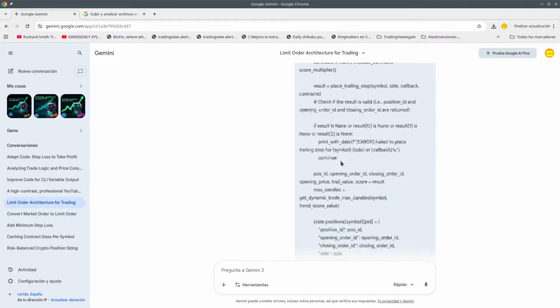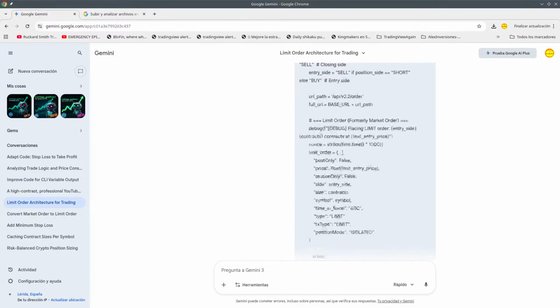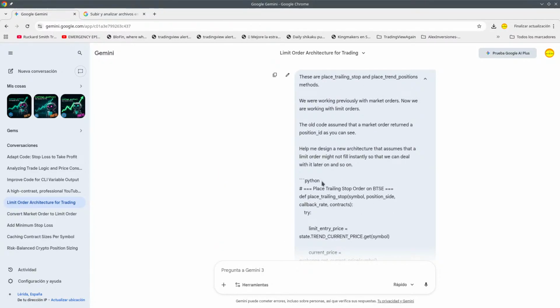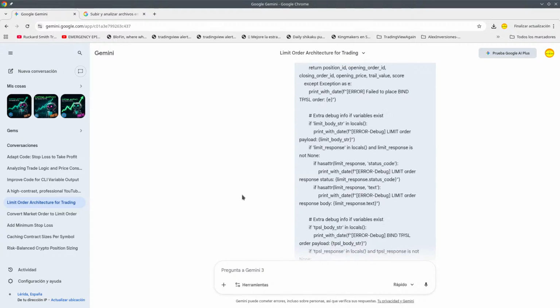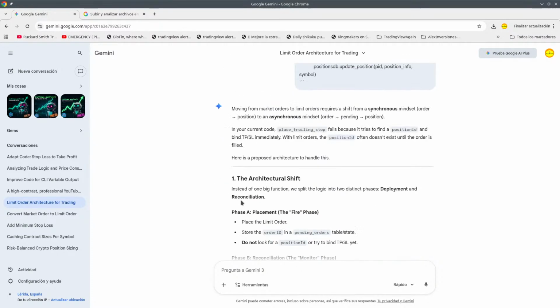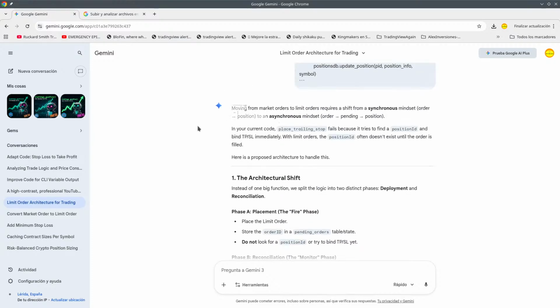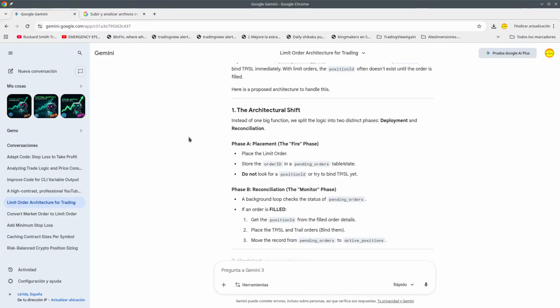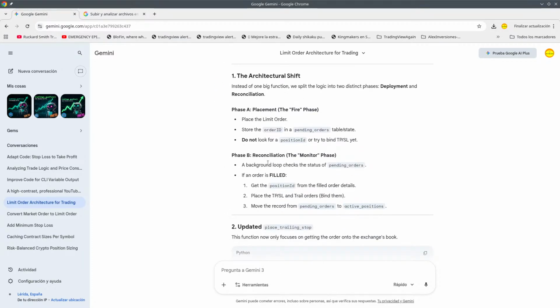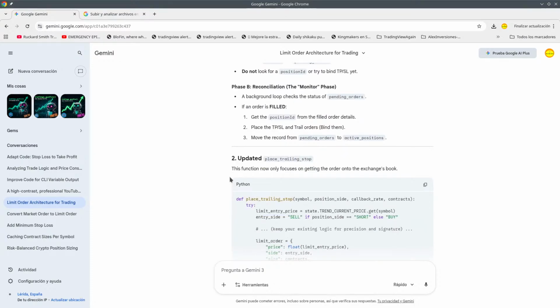So I asked Gemini to help me design a new architecture. I asked this morning, and it already answered that we should be having a deployment and then a reconciliation, which is you first place the limit orders and then you reconcile them.